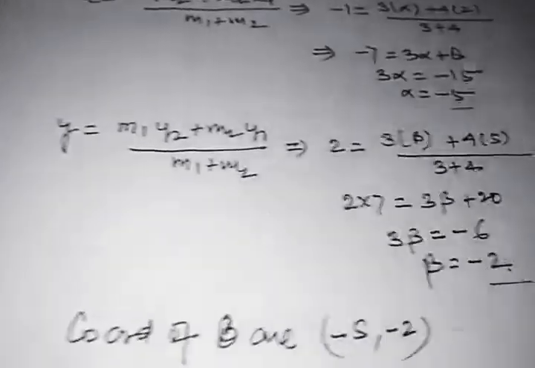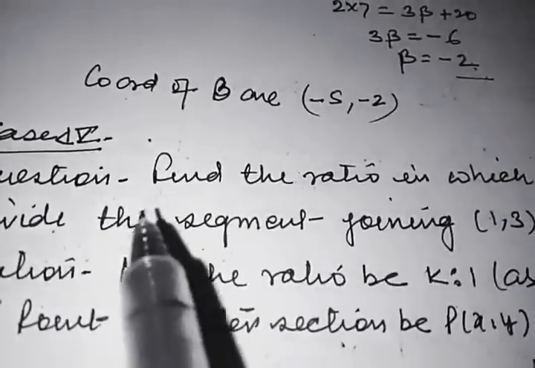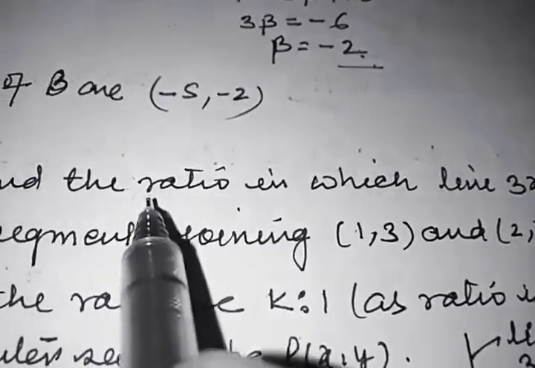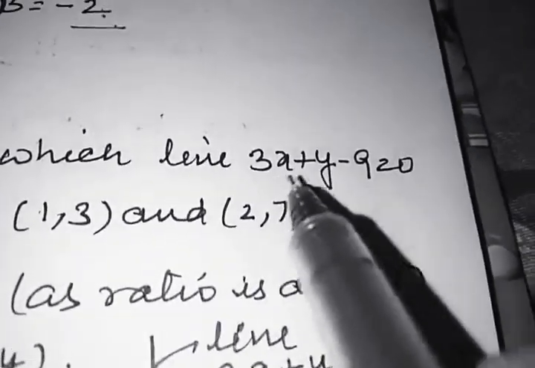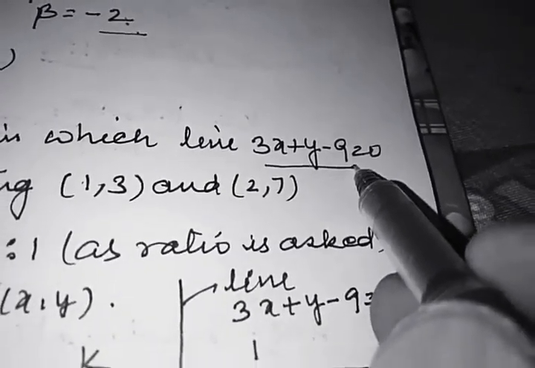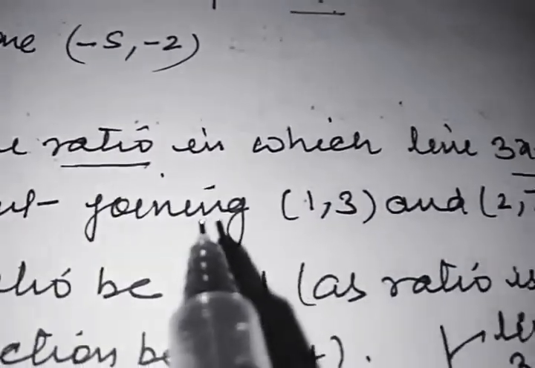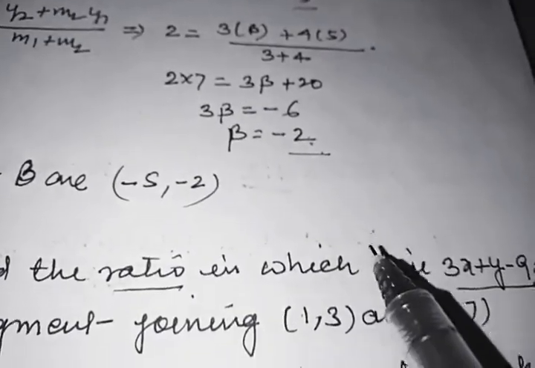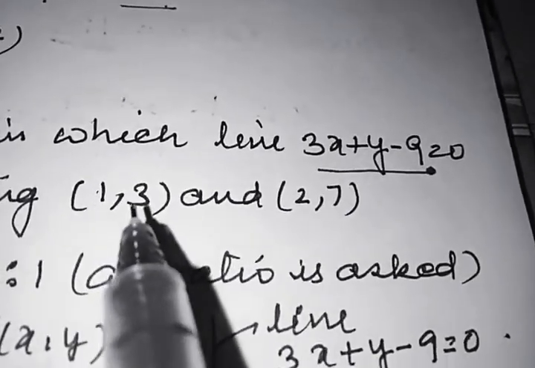We were on case 5. Case 5 is like this. The question will come on the same pattern. Find the ratio in which this line, the equation of a straight line given by this, divides the segment joining (1, 3) and (2, 7). So he is asking the ratio in which the line divides the join of these two points.